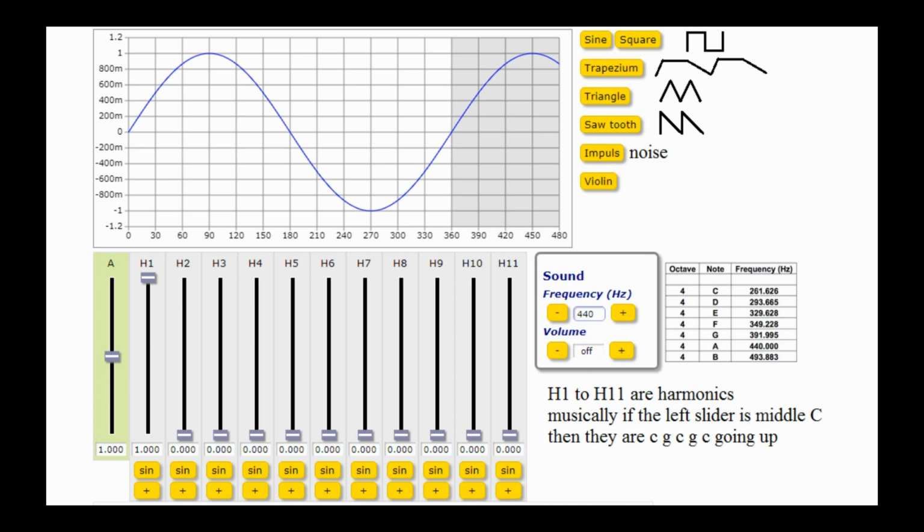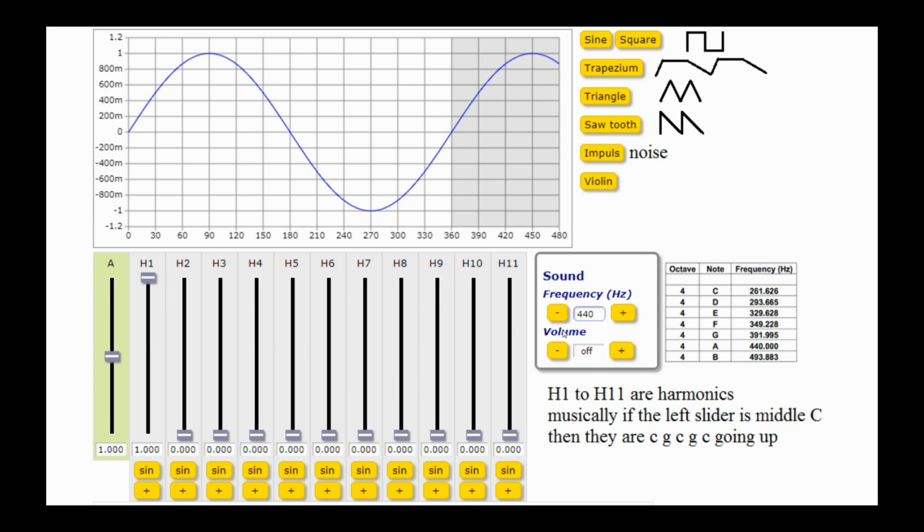And you can slide these up and watch what happens when the waves are added and what it sounds like to your ears as you add these different harmonics. With a very careful application of these sliders, you can make a wave look like a triangle, a sawtooth, a trapezium, a square wave. So the person has set up presets for you to try.